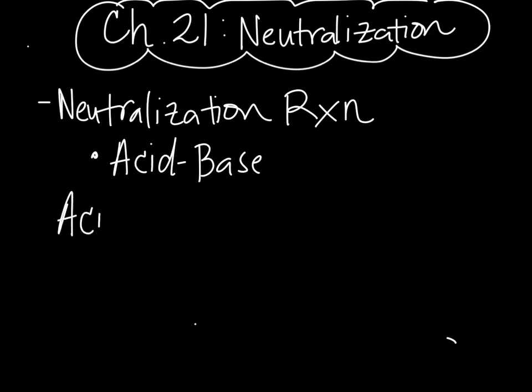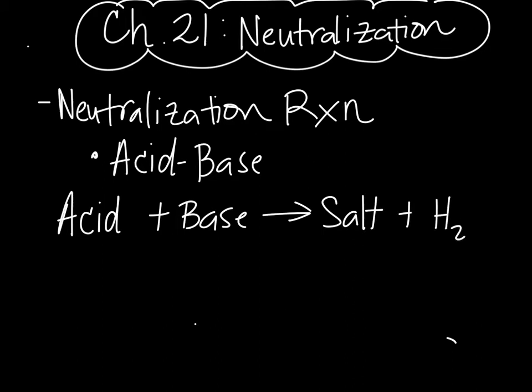If you remember, when we talked about acids and bases, we said that acid plus base, this is just the generic form of an acid-base reaction, will give us salt and water. And when we talk about salt, remember that means an ionic compound. So the salt refers to an ionic compound. When you have acid plus base gives us salt and water, this is what we call a special kind of double replacement reaction.